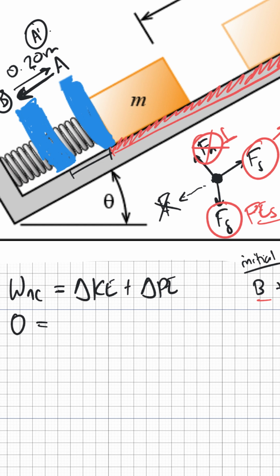At A prime, we're going to have kinetic energy, 1/2 m v A prime squared, whereas at B, the velocity at B equals 0, because you pulled it back and you're holding it there before you release it. So minus 0.